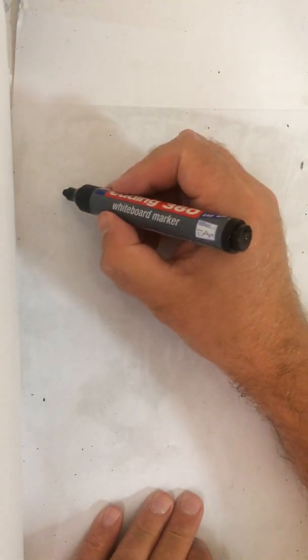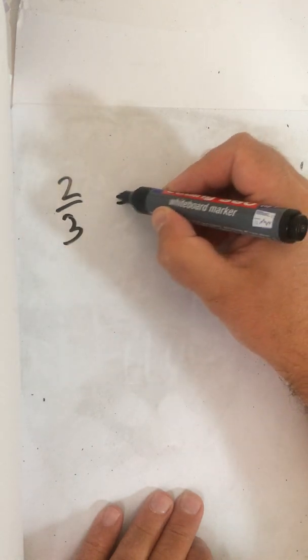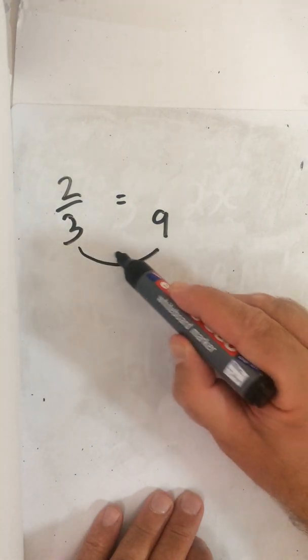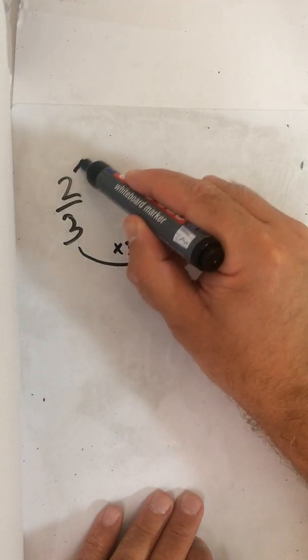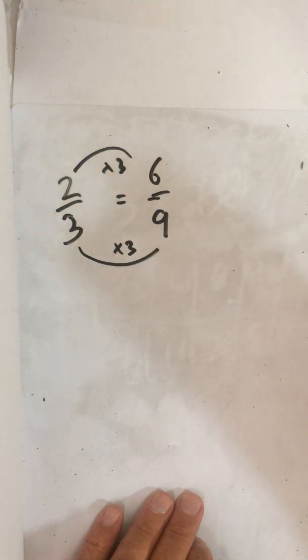So let's have a little look. If I wanted to turn 2/3 into 9ths, how am I getting from the 3 to the 9? I'm timesing by 3. I do the same to the top. Times by 3. I get 6/9.